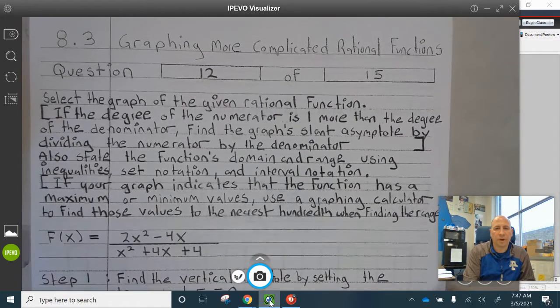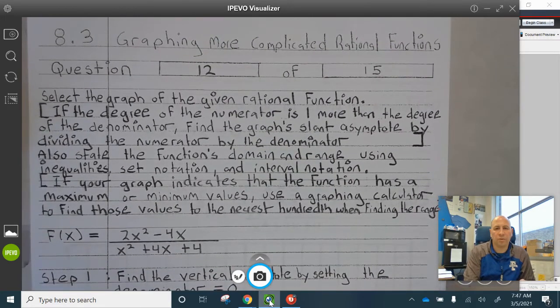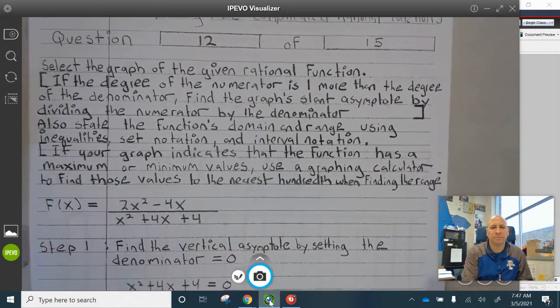Question 12. Select the graph of the given rational function. If the degree of the numerator is 1 more than the degree of the denominator, find the graph's slant asymptote by dividing the numerator by the denominator. Also state the function's domain and range using inequality or set notation, interval notation. If your graph indicates that the function has a maximum or minimum value, use a graphing calculator to find those values to the nearest hundredth when finding the range.